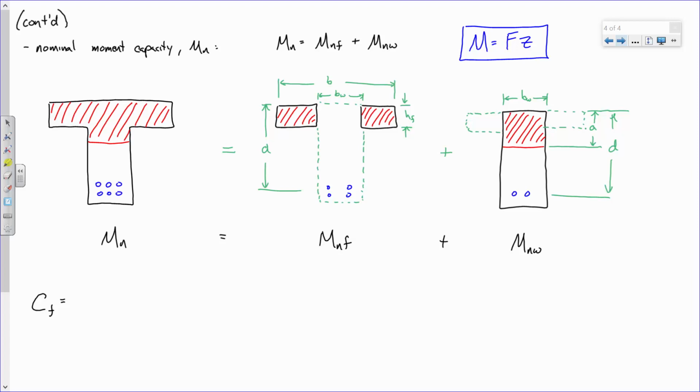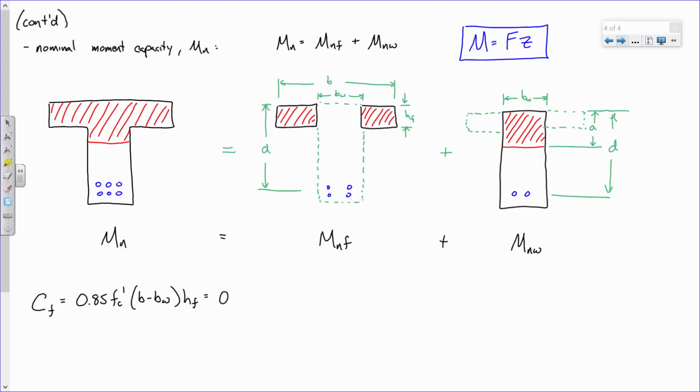Well, I propose we take 0.85 times fc prime times the area of those blocks. What is the total area of those blocks? How tall are they? HF. And how wide are they total? B minus BW, right? The total B would be this entire width, and if I take that out, that's these two added together. So that total force is going to be 0.85 fc prime times (B minus BW) times HF, right?